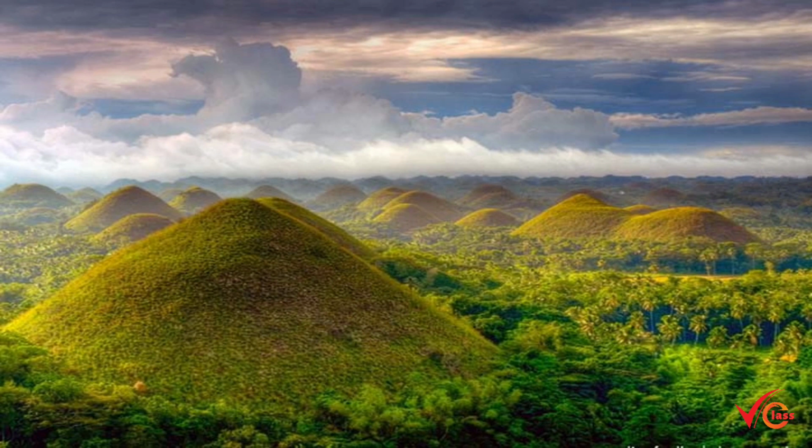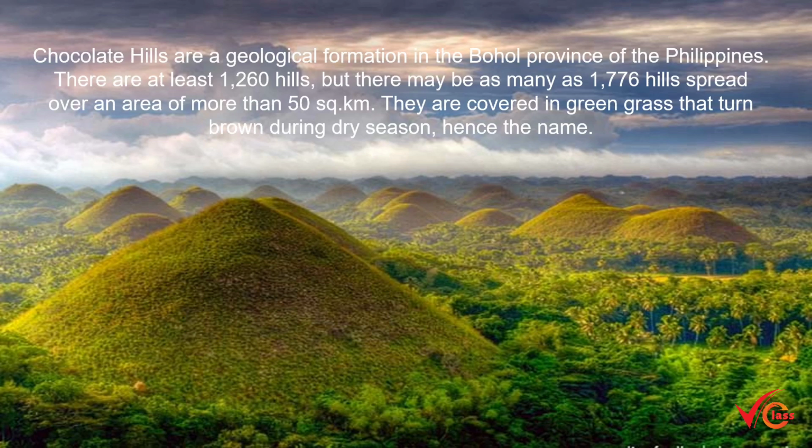Last but not the least, what is it? Yes, of course, this is Chocolate Hills. These are a geological formation in the Bohol province of the Philippines. There are at least 1,260 hills, but there may be as many as 1,776 hills spread over an area of more than 50 square kilometers. They are covered in green grass that turns brown during dry season, hence the name.